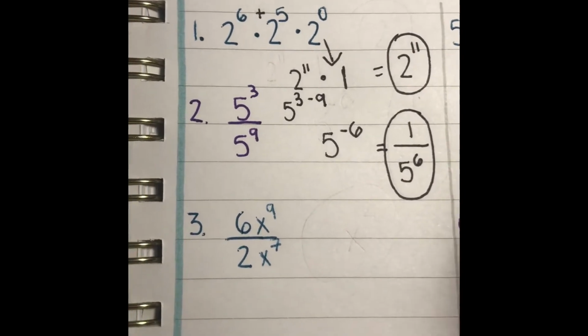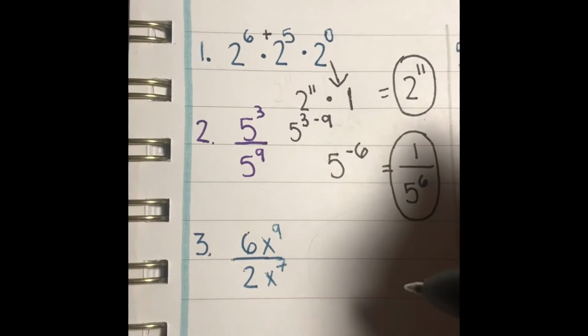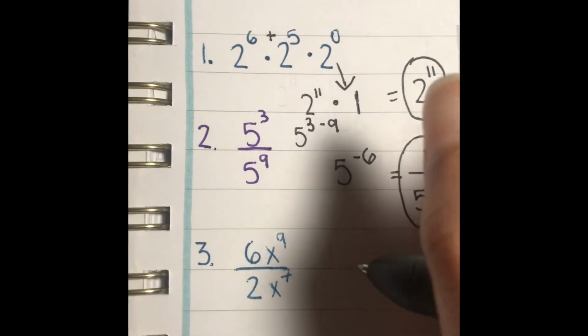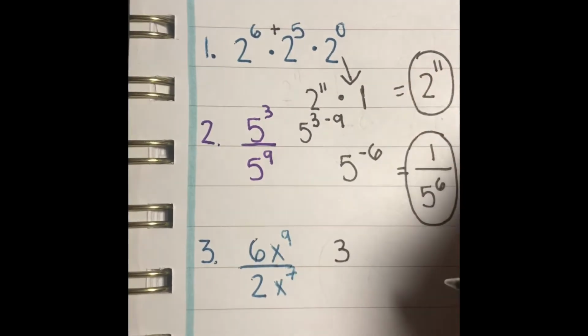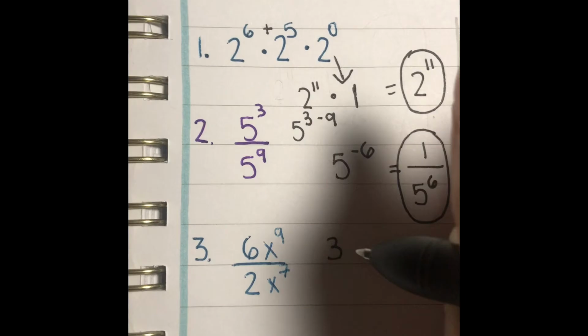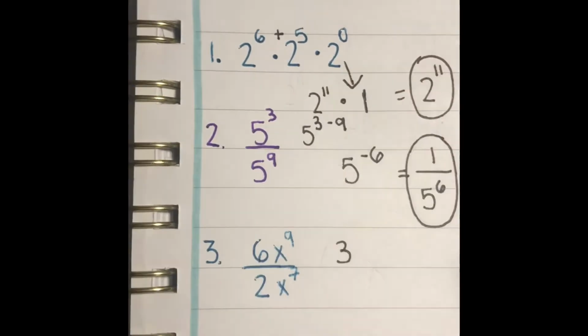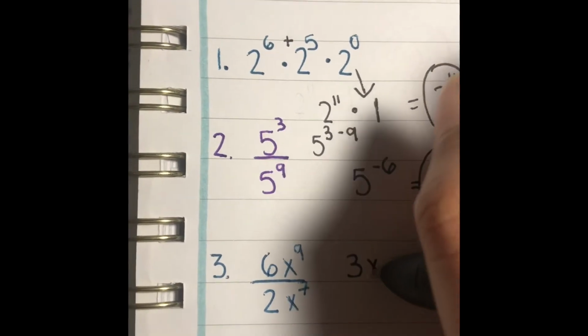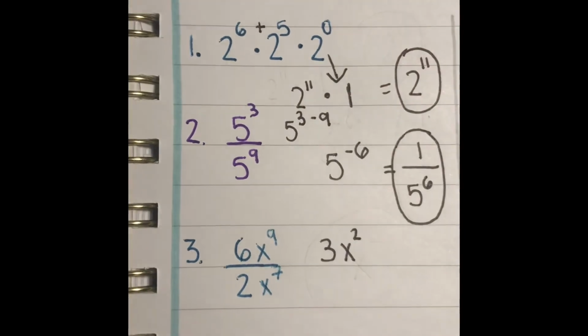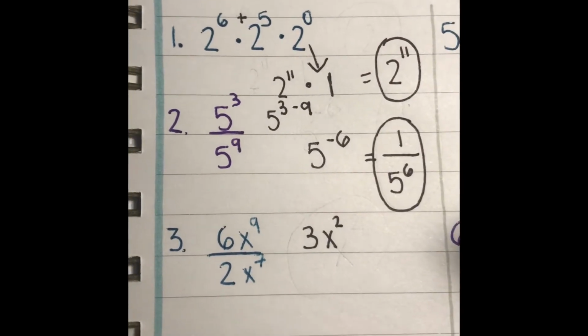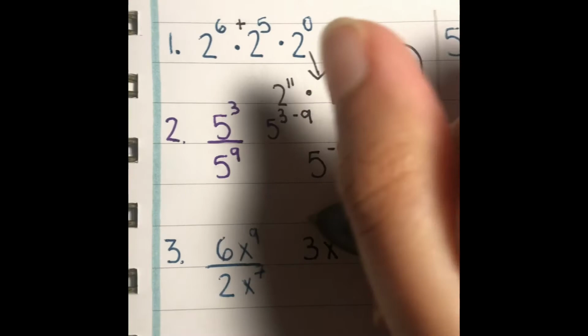The next one is very easy. You have to first simplify the coefficients. So 6 divided by 2 is obviously just 3. And then here you are dividing the exponents. I know it's a little bit hard to see right now, but there we go. You just have to subtract 9 minus 7 to get 3x squared as your final answer.